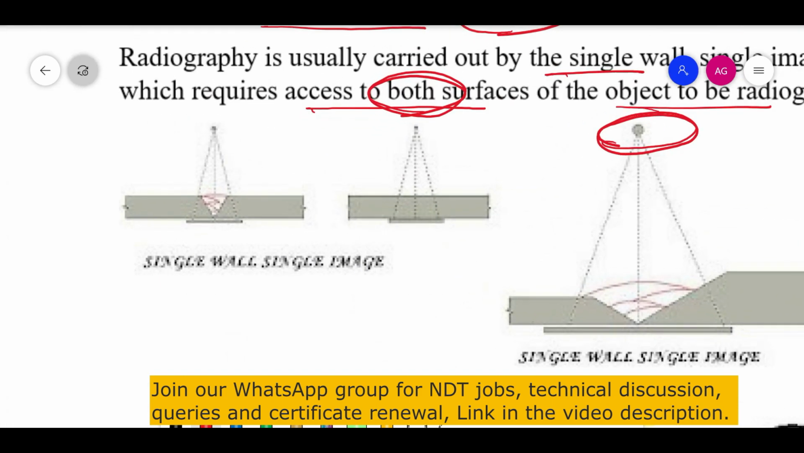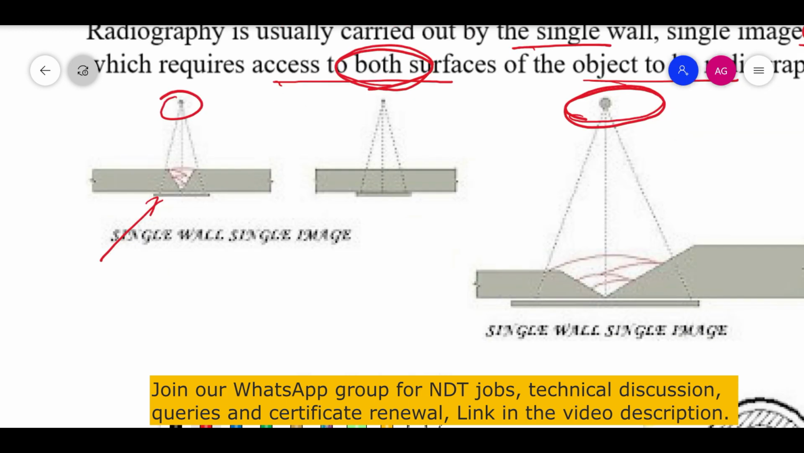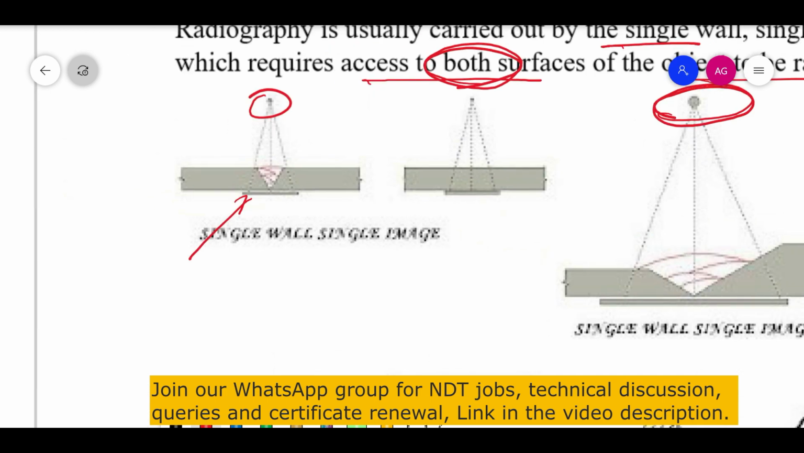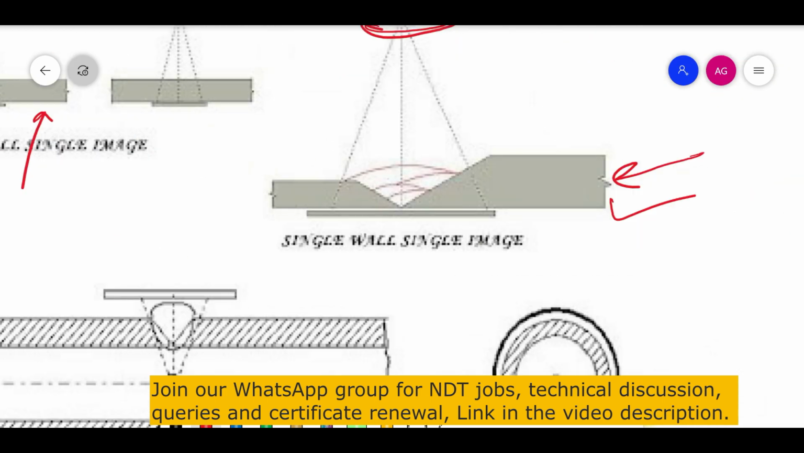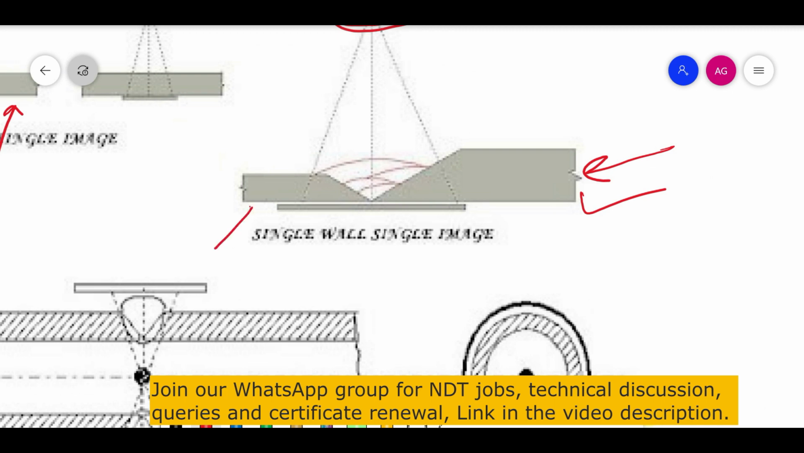Here is the source, here is your film. This is the single wall single image technique having the same thickness on both sides. And in this case, there is a different thickness on both sides, and the welding is here. You have to check the welding in this case.